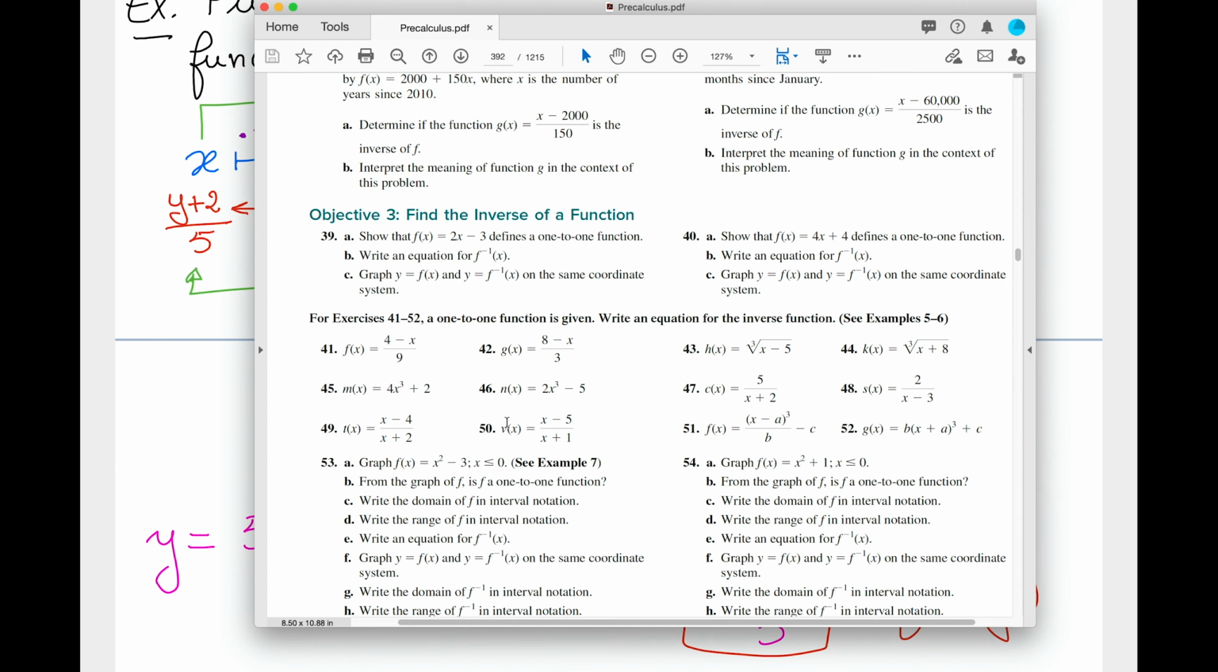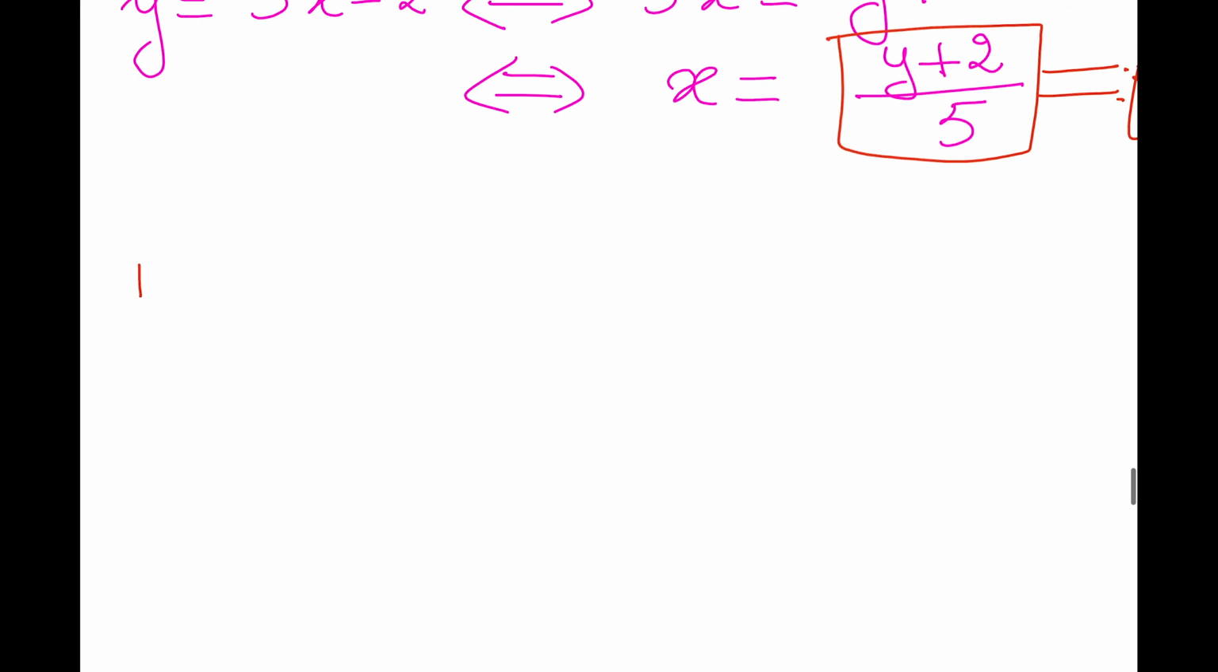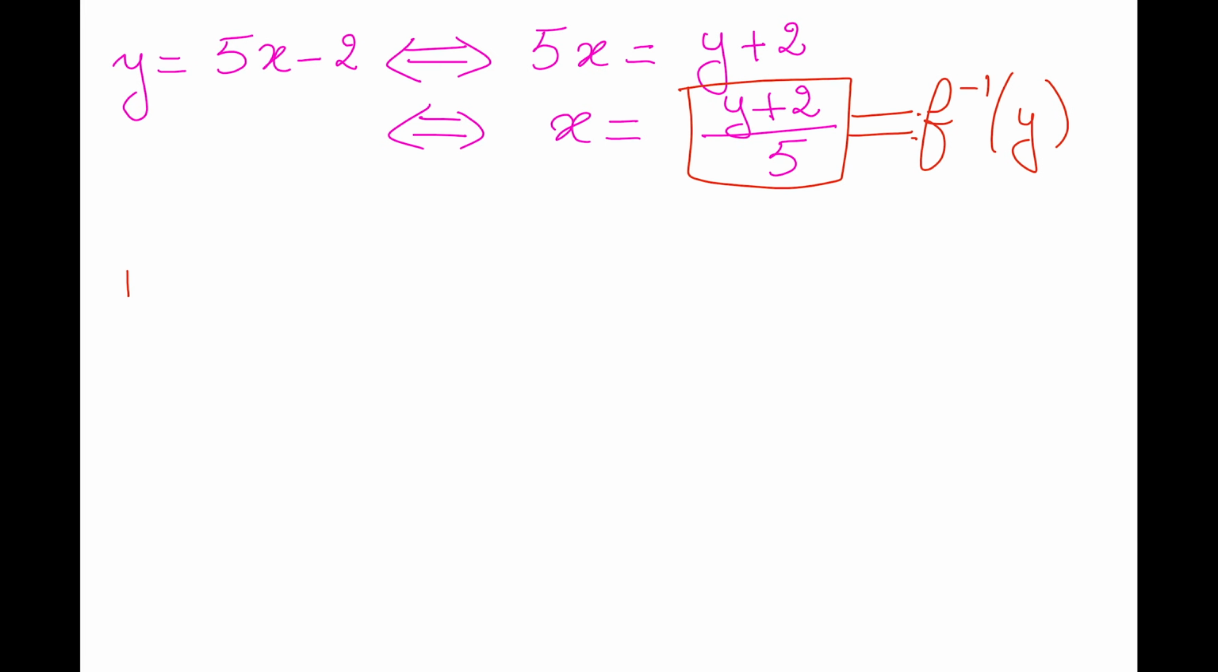Let's choose a couple. How about we choose number 50? So we have v of x equals x minus 5 divided by x plus 1. And they told us that this function is 1 to 1. We don't have to check it. And the question is, find its inverse, because if it's a 1-to-1 function, it must have an inverse, as you remember from a previous property we discussed earlier. Okay, let's do it. So this is on page 365, number 50.